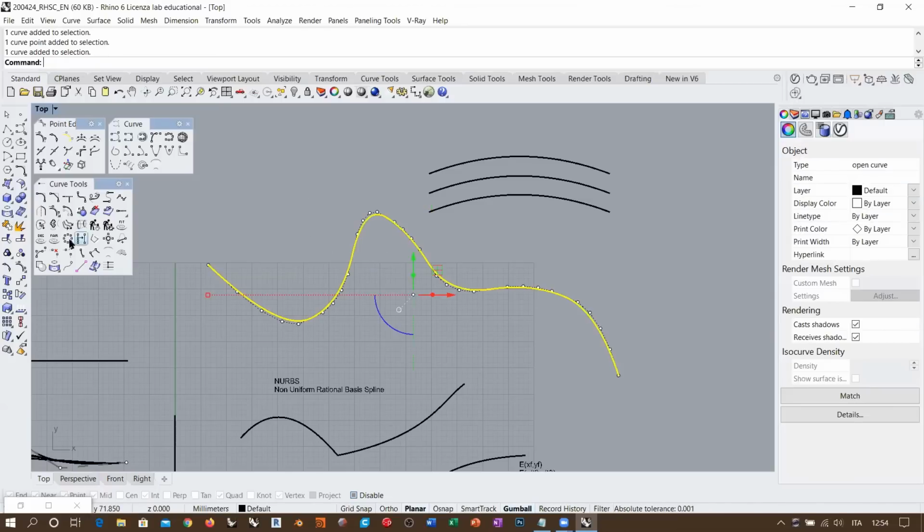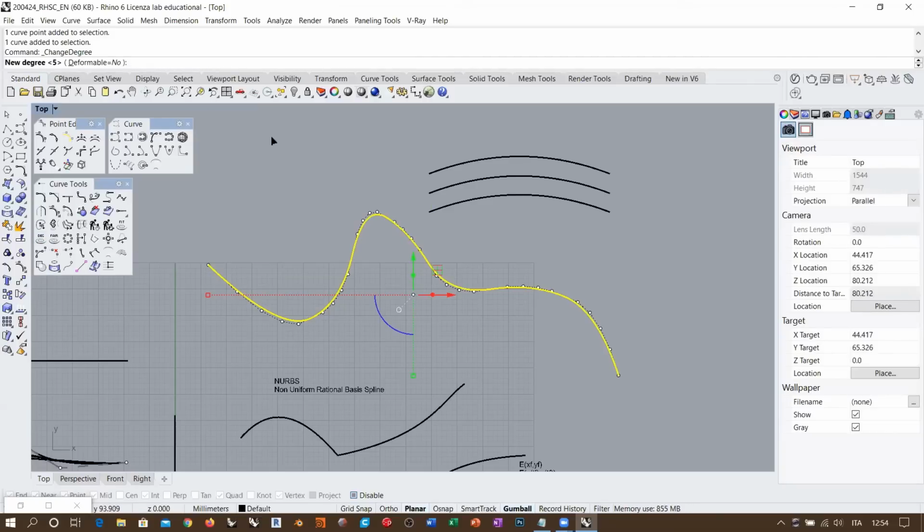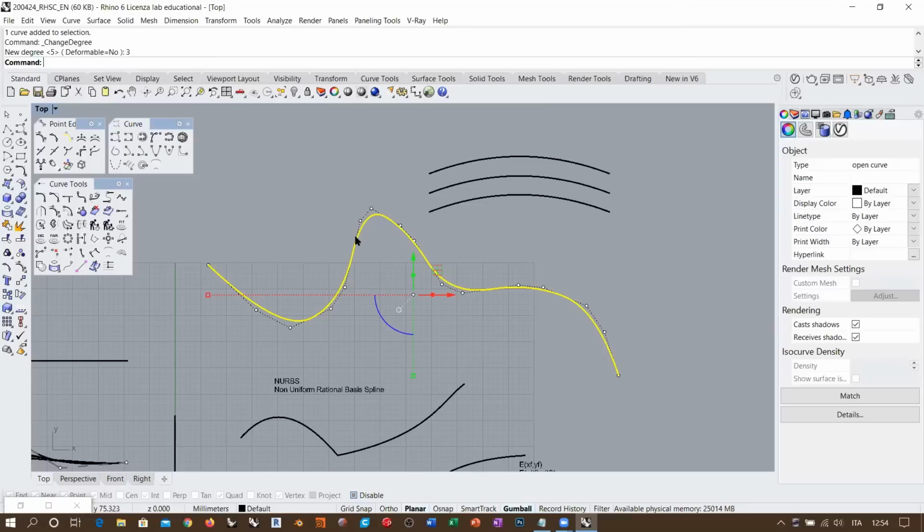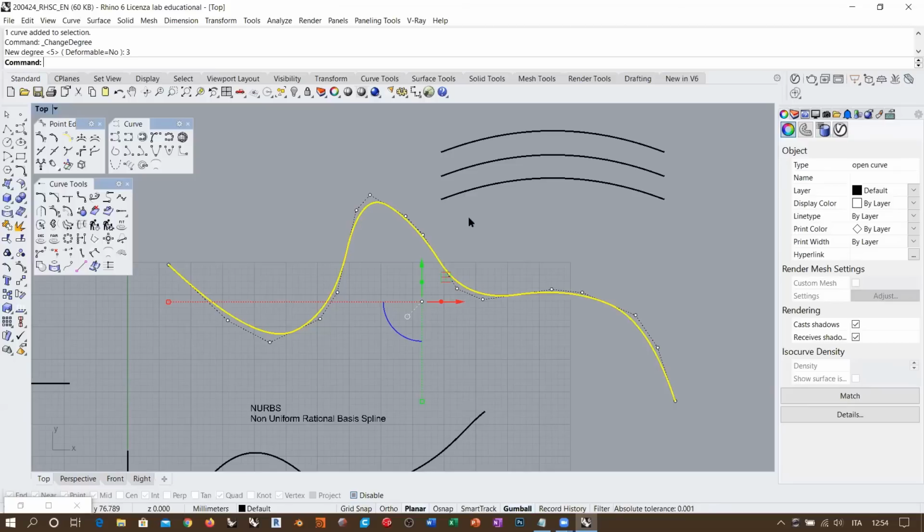And why is the degree change a one-way road? Because if I change the degree, decreasing it from 5 to 3, you see that I have now reduced the amount of control points. But the degree 5 curve had lots of control points, okay? Now, when I decrease the amount of control points, I change the shape of the curve. And I am also changing the degree, so there is some deformation occurring.